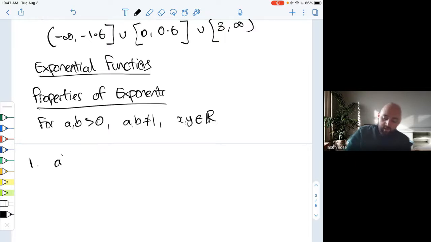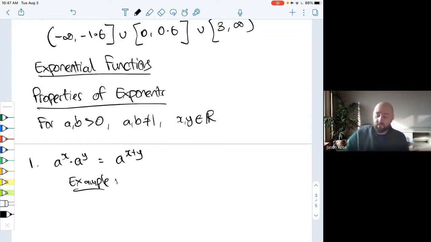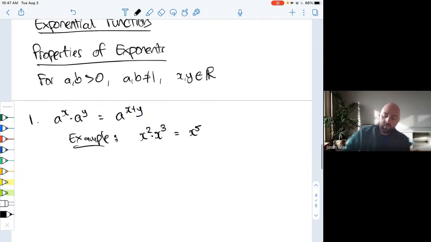You have a to the x multiplied by a to the y. That one is equal to a to the x plus y. This is something that you've probably seen before. As a quick example, I'm sure you've all done this in various quizzes or assignments, but if you see x squared times x cubed, your instinct is going to tell you that's x to the 5, because you do 2 plus 3 to make 5. This is just to provide some formality to these properties that I think you already know.